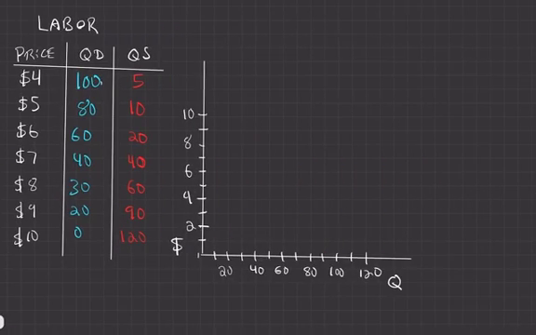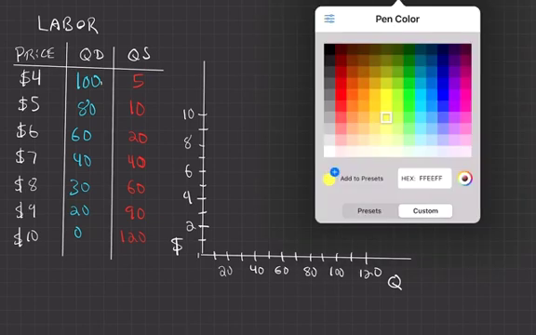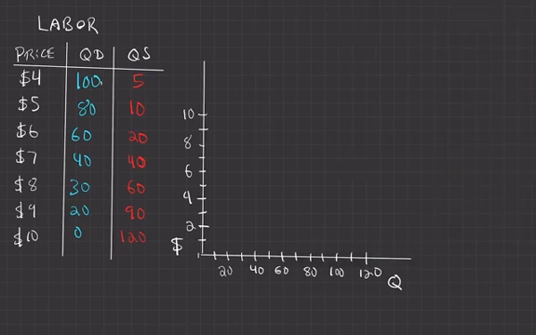If we're to look at labor, labor is another example. We can use this to look at price floors. So let's keep it at yellow. Price floors. So if we were going to graph out our labor, we're talking about how many workers in a market are willing to supply their labor to employers.